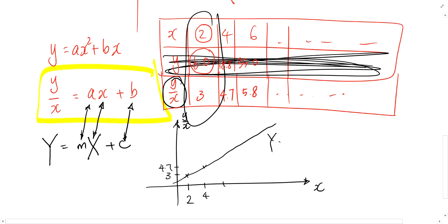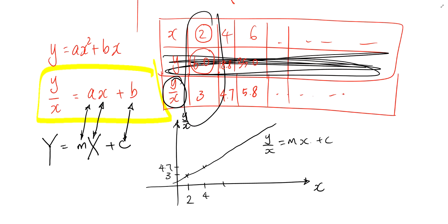Big Y equals m big X plus C. But that's not good enough. You must tell me what big Y refers to. So this is actually the graph of y over x equals m small x plus C, because it happened that they are the same. So you see, based on the data I've obtained, all I needed to do was take y divided by x, I get a different form of variable, I plot the graph, and I get a straight line.